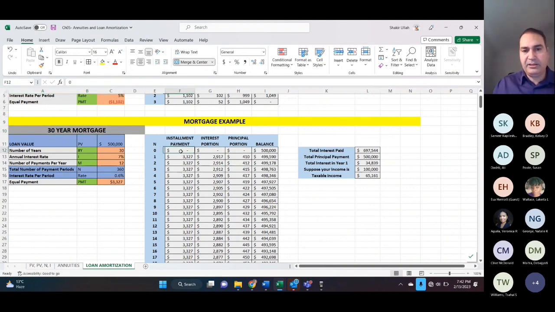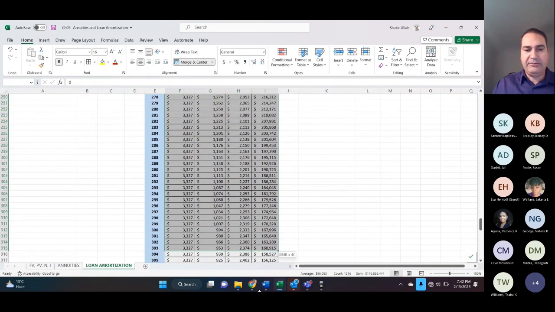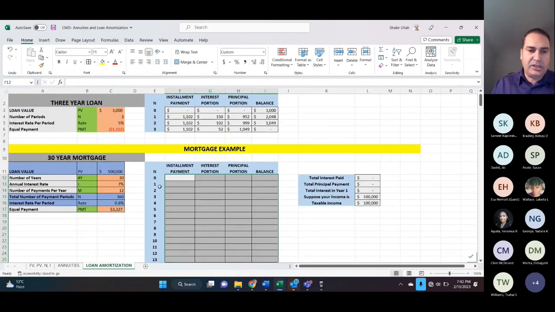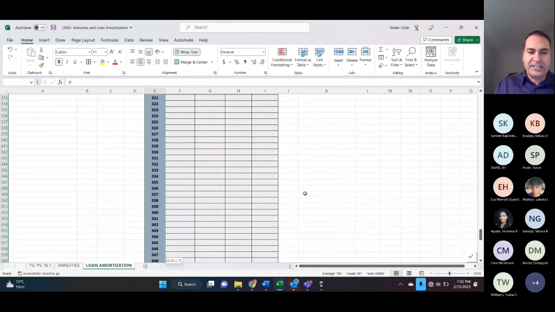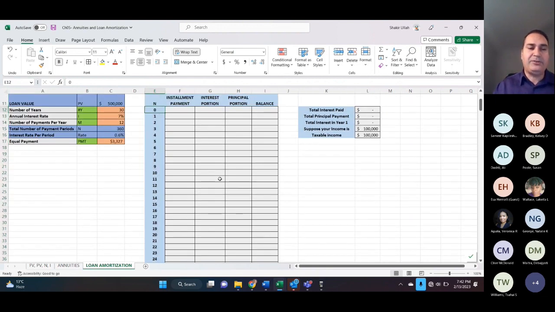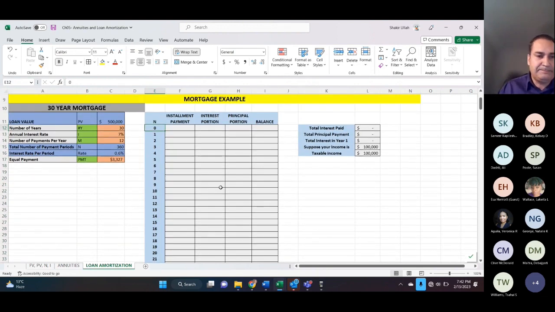Let's talk about a 30-year mortgage. Okay, now let me clear this. So I have created this table for you, but let me clear this. And you can see it starts from period 0, and I've got 360 periods because 360 periods are 30 years of months. Each year has 12 months, so 30 multiplied by 12, you've got 360 periods. So you will be making 360 payments if you enter into a 30-year mortgage.